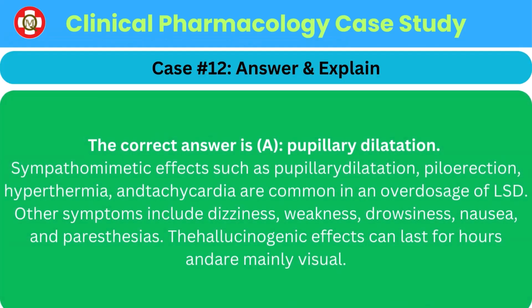The correct answer is A. Pupillary dilatation. Sympathomimetic effects such as pupillary dilatation, piloerection, hyperthermia, and tachycardia are common in an overdosage of LSD. Other symptoms include dizziness, weakness, drowsiness, nausea, and paresthesias. The hallucinogenic effects can last for hours and are mainly visual.